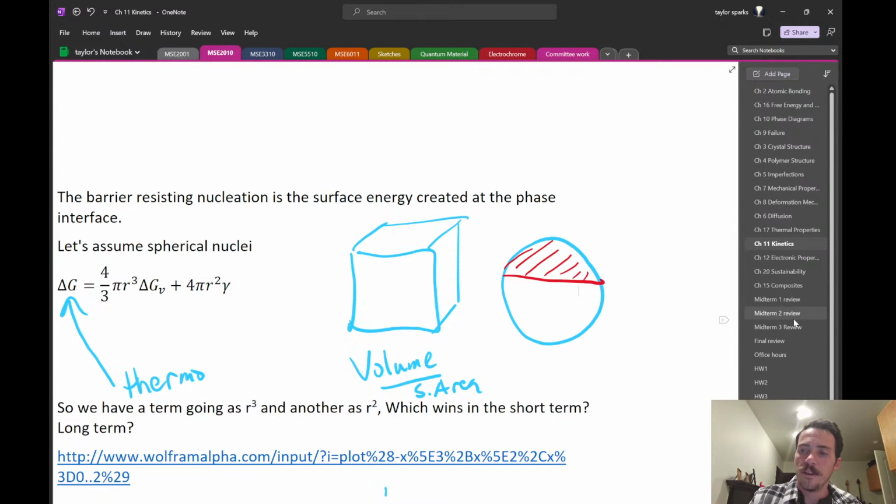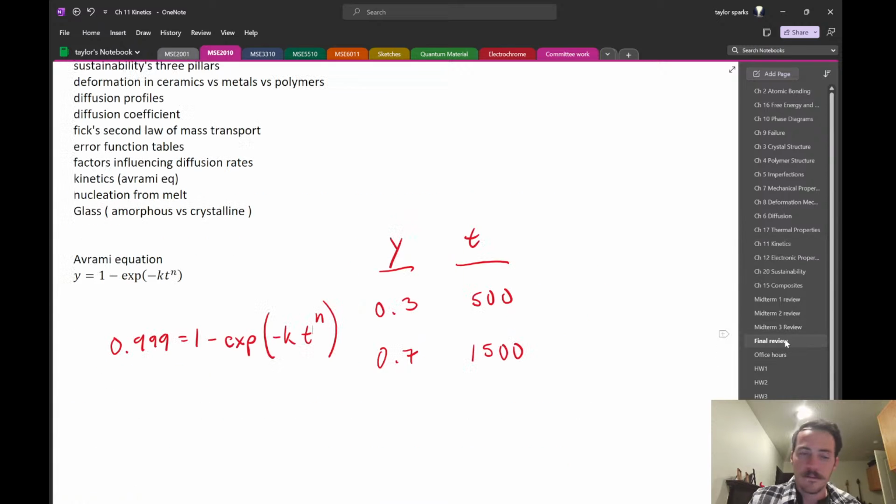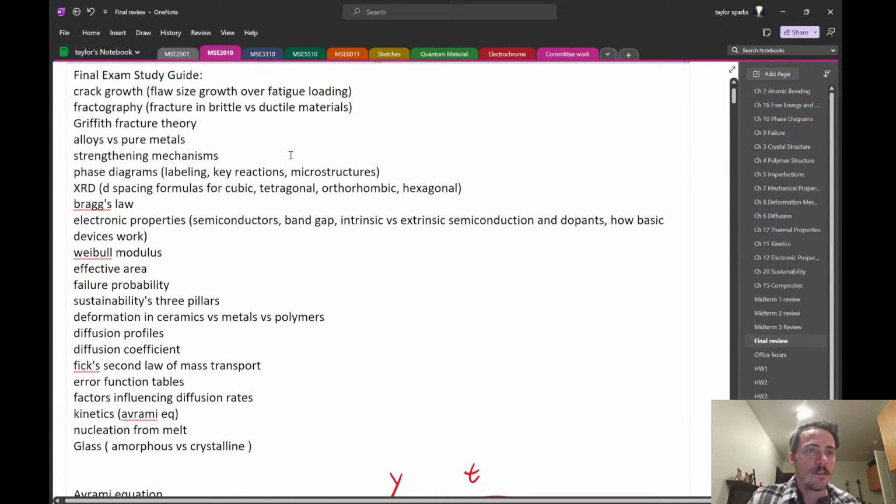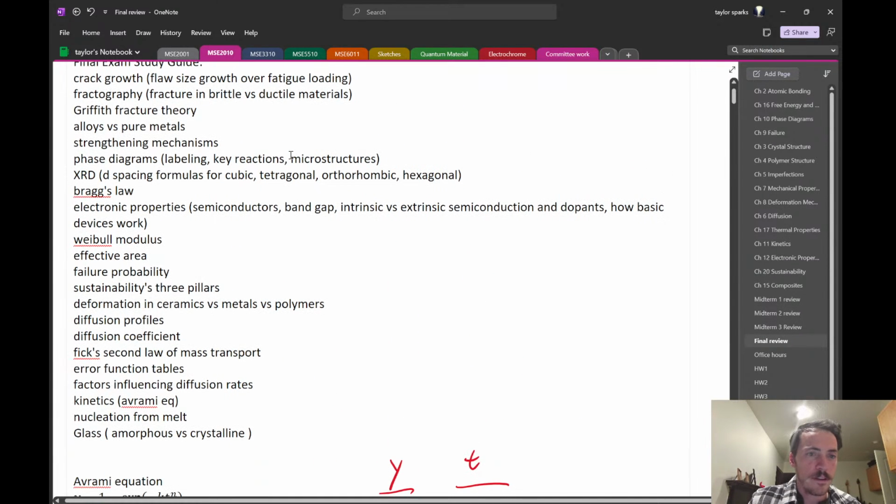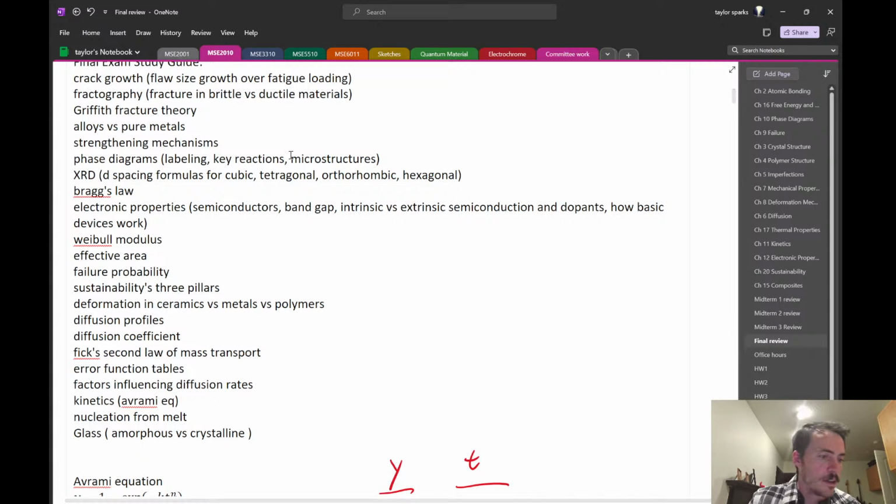Let's scroll back up to the study guide. These are all the things, and I think we've covered everything here. Will the exam be in the same order as the study guide? Pretty much. Yep, it pretty much is.